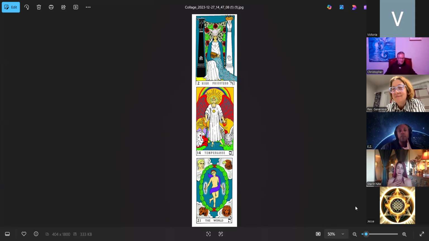The world is involution and evolution of energies, and in the center, temperance is balancing the water and the fire. Yes. And the high priestess has the two polar sides. She's in the center. Yes. Excellent observations.